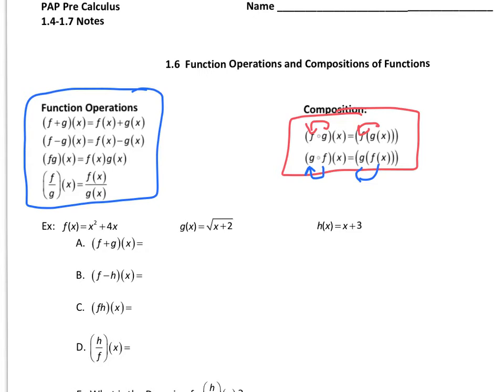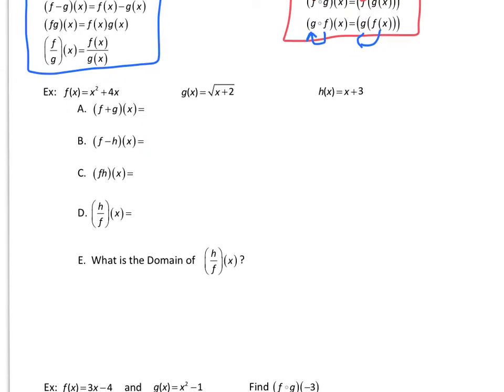So let's take a look at our examples here for our function operations. We have f of x equals x squared plus 4x, g of x equals square root of x plus 2, and h of x equals x plus 3. So the first problem says find f plus g. So basically you do what it says. You add your f function and your g, and then you combine them if they have anything in common. Since they don't, that's my answer. And I'm just going to rewrite it so that it's neater.